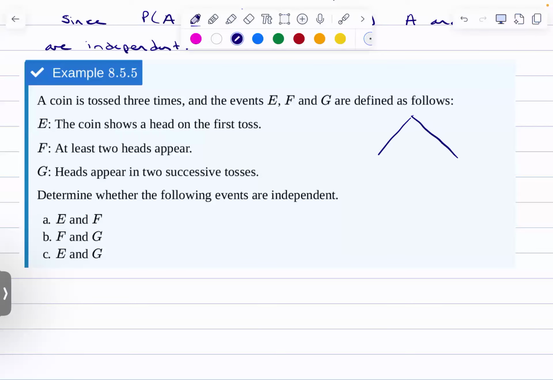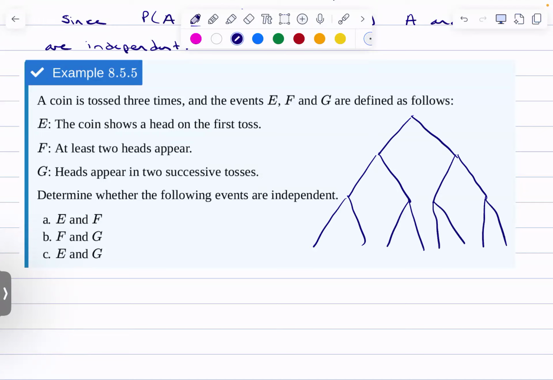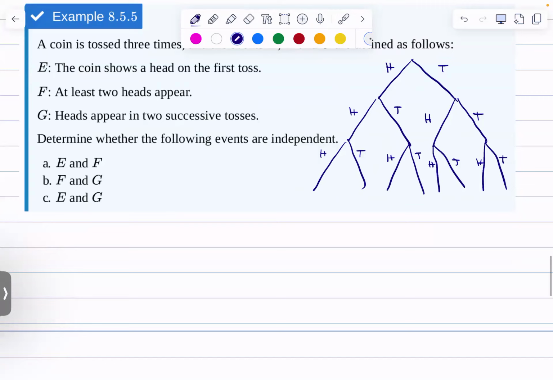Your first toss, your second toss, and your third toss. Gets a little wonky. Heads, tails, heads, tails, heads, tails, heads, tails, heads, tails, heads, tails, heads, tails. Heads, heads, heads. Heads, heads, tails, heads, tails, heads.